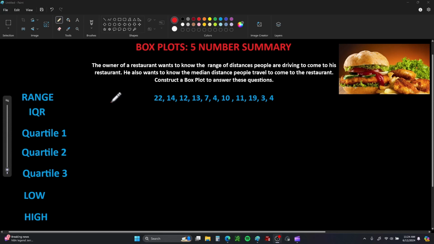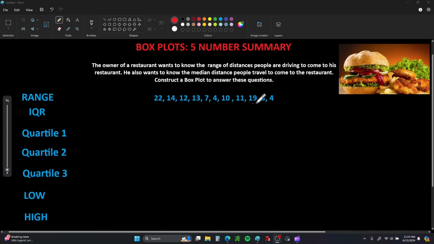So in this question, the owner of a restaurant wants to know the range of distances people are driving to come to his restaurant. He also wants to know the median distance people travel to come to the restaurant. Construct a box plot to answer these questions. Well, in order to construct the box plot, I'm going to need the low, the high, the 3 Qs, quartiles, and then I can determine the range and IQR.